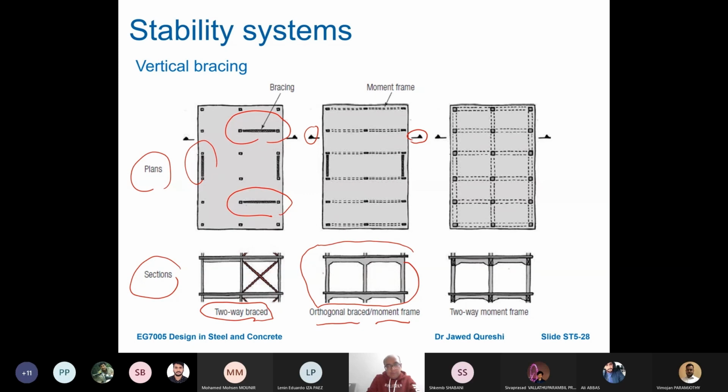The wind loading along the long face is resisted by moment connections, and wind loading along the short face is resisted by this bracing. Again, here it is a two-way moment frame. It means that in both directions, X and Y, the wind loading is resisted by moment connections.